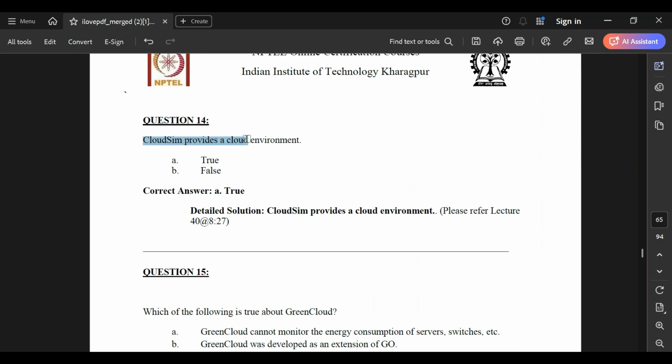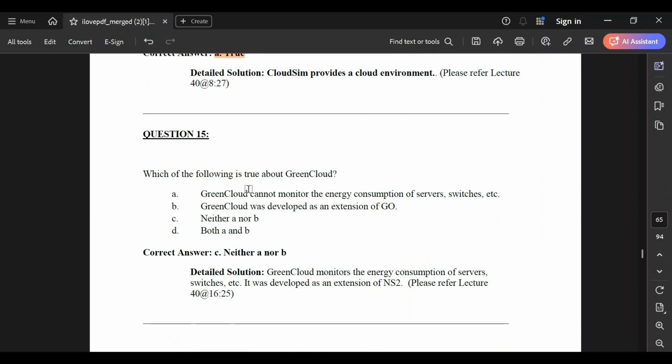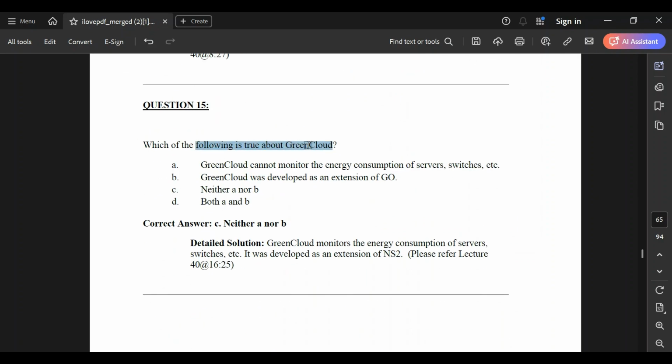CloudSim provides a cloud environment. It is true. Which of the following is true about GreenCloud? So GreenCloud cannot monitor the energy consumption of servers. This is false. GreenCloud was developed as an extension of GeoSim. This is not true. It was developed as an extension of NS2.